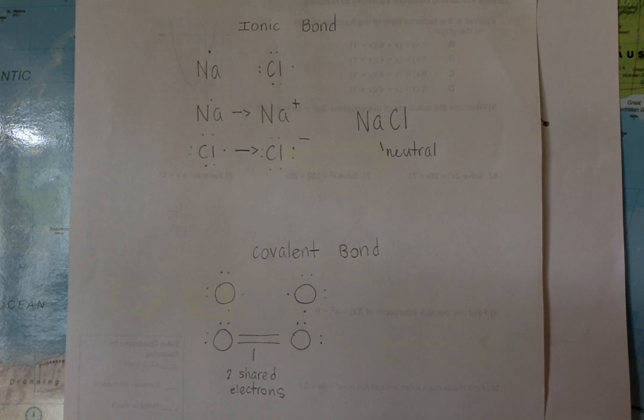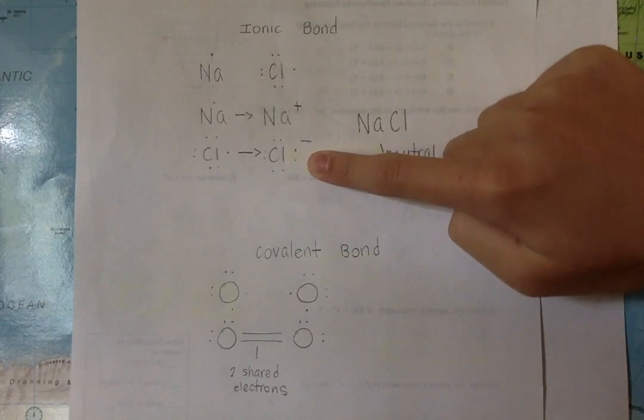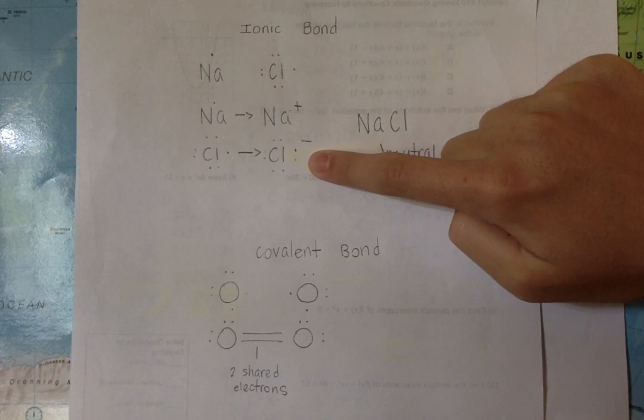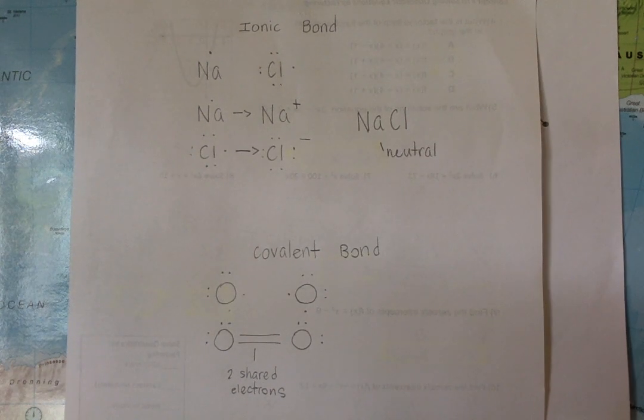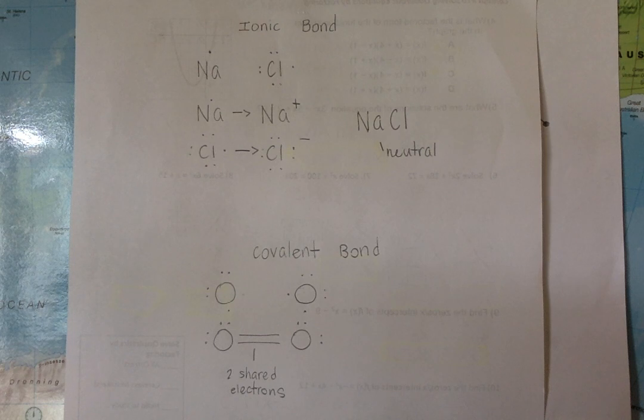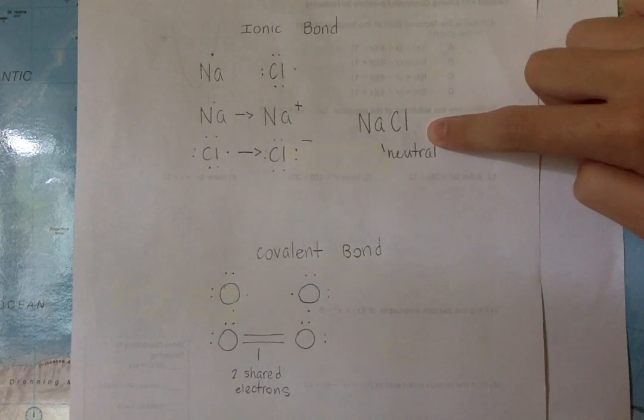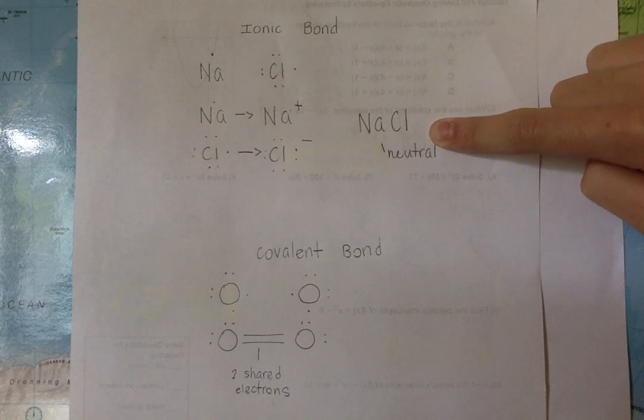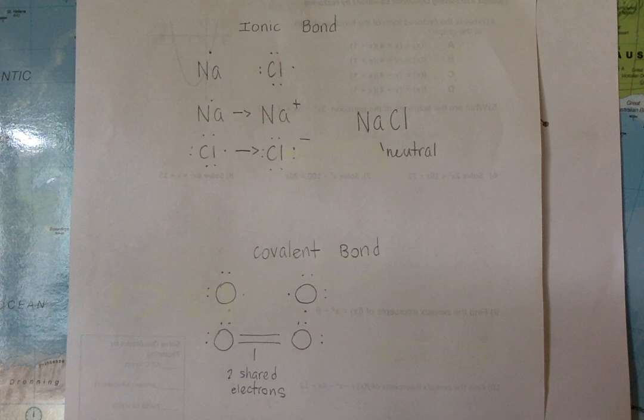And the sodium, which lost an electron, becomes a cation, and it has a positive charge. And the chlorine atom, which gained an electron, has a negative charge and becomes an anion. And because opposites attract, the sodium and the chlorine are then attracted to each other, and they become one, and they are neutral because the two charges cancel each other out.